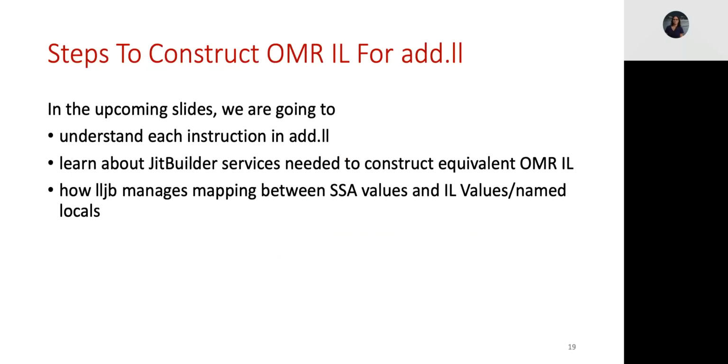In the upcoming slides, we're going to understand each of those instructions we saw in add.ll, and then we are going to learn about the different JitBuilder services that can be used to construct equivalent OMR IL. We're also going to learn about how LLJB manages mappings between these SSA registers, or SSA values, and the IL values or the named locals.